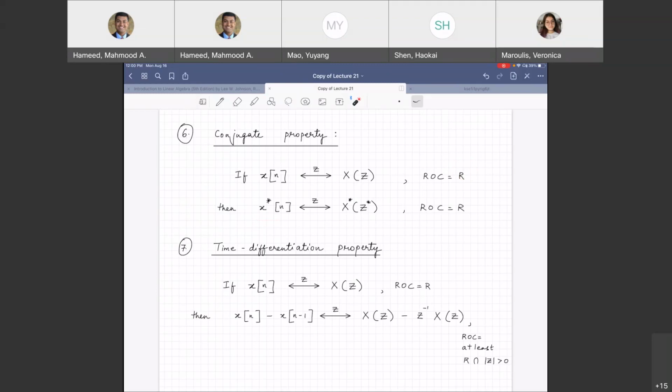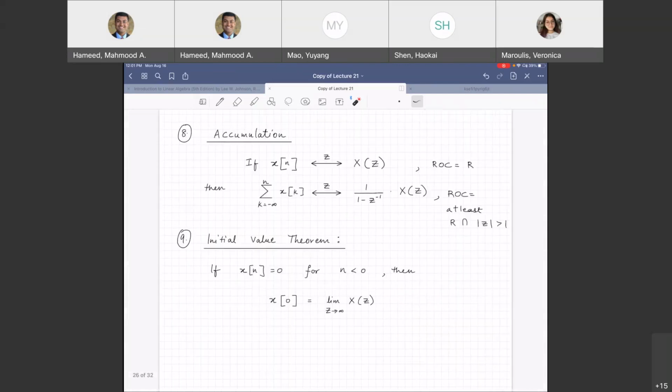How about time differentiation? This is the first difference property. If x of n goes to x of z in the z domain, region of convergence is R. The difference between x of n and x of n minus 1, which is essentially the sequence minus the same sequence delayed by 1, is x of z minus z to the negative 1 x of z. You can simply prove that using the time shift property and linearity property. That's also called the first difference property. The region of convergence is going to be at least R intersected with magnitude of z greater than 0, because there is a negative 1 power over there. So you have to remove the 0.